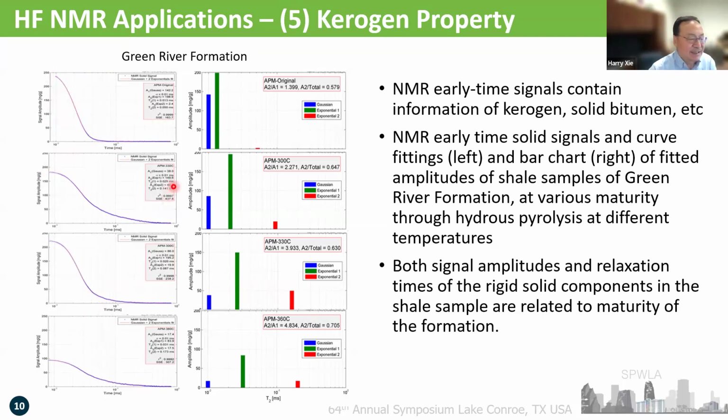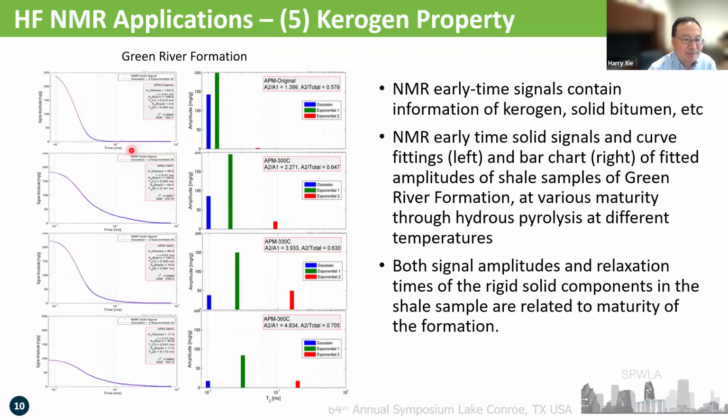Here is an example of a kerogen study. We take a Green River Formation kerogen, an outcrop, and then we measure NMR. You can see this is the NMR data. Instead of following a single exponential, we fit the signal with a Gaussian plus two exponentials. The Gaussian here is in blue, the first exponential in green, and another exponential in red. This is how we do the analysis.